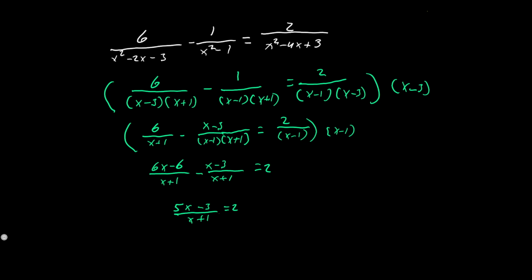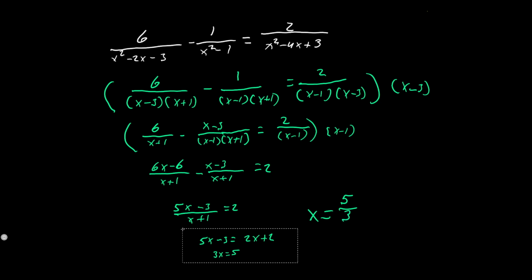So here we can now multiply by x plus 1, which is going to give us 5x minus 3, which is equal to 2x plus 2. So subtracting 2x, we get 3x, and adding 3 to both sides, we get 5, so we are going to get that x is equal to 5 over 3.